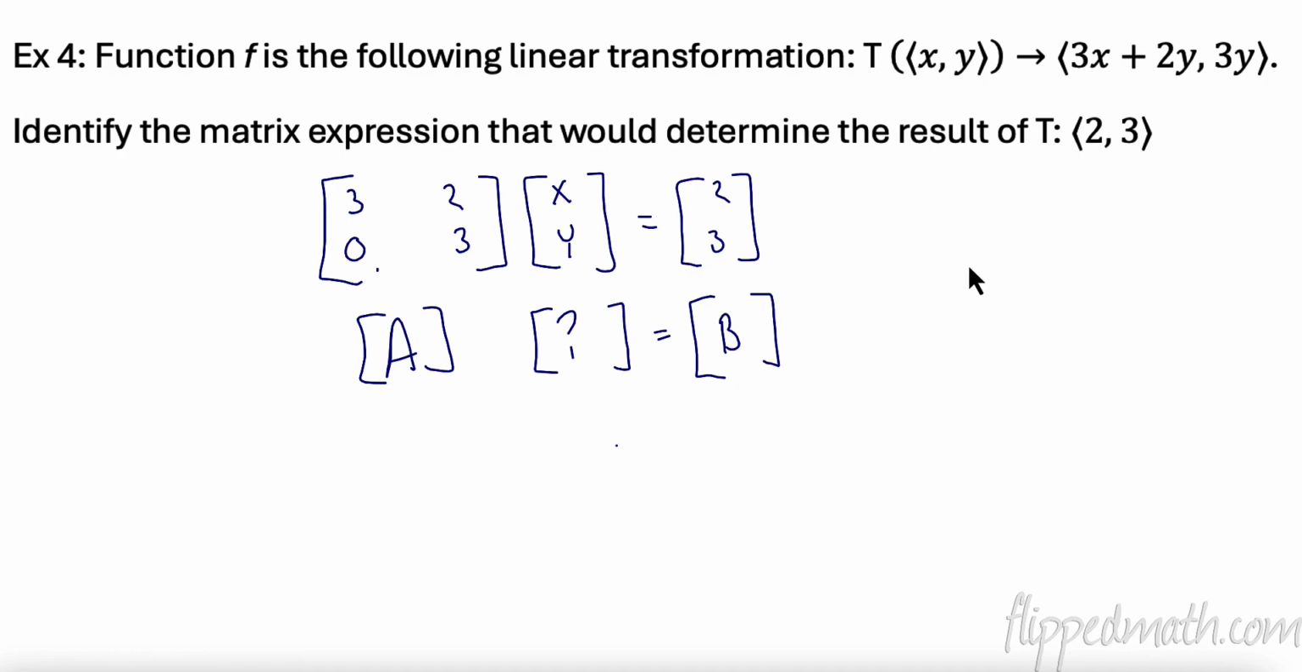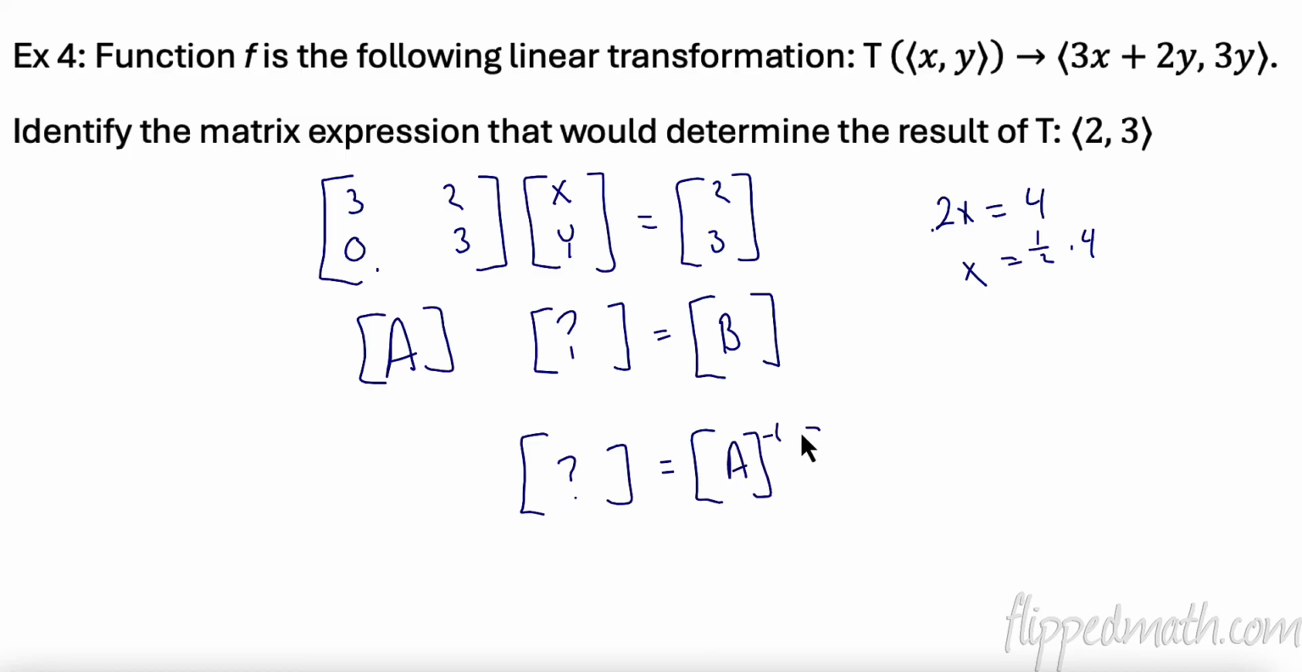Now let's think about this. If I had the same equation, let's say 2x equaled 4, I would do the inverse of this, right? The inverse, and I would divide, right? 1/2 times 4, which is dividing by 2, 1/2, right? So this is the inverse. So I'm going to do the same thing. I'm going to have my unknown here, and I'm going to do the inverse of A times B. Now we know the result should be a 2 by 1.